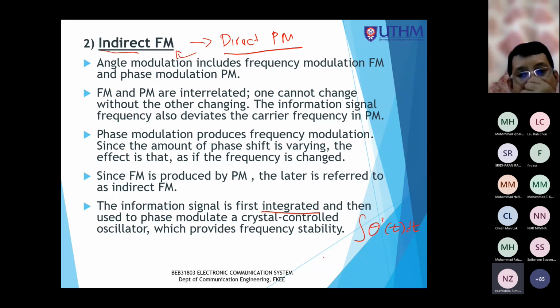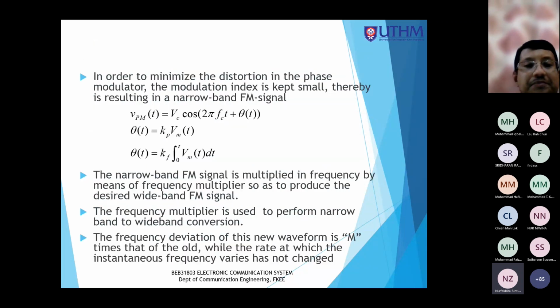Because we want to find theta t. So theta t is actually equal to the integral of theta prime t. So we do the integral process of the input, and we will produce the narrowband FM. What we produce at the output is actually narrowband FM, which has a small bandwidth, and narrowband FM does not have many applications that we can use.